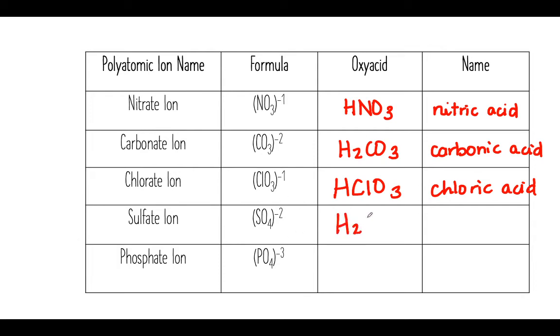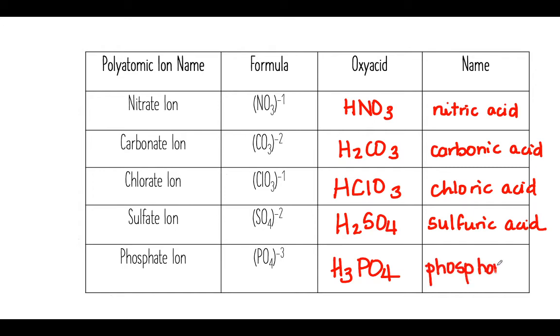Sulfate, when it becomes an oxyacid, becomes H2SO4, which is sulfuric acid. Phosphate, when it becomes an oxyacid, becomes H3PO4, which is phosphoric acid. So these are our 5 standard polyatomic ions in their oxyacid formulas and as their oxyacid names. So you'll notice that there's no prefix whatsoever. The ending is ic acid.